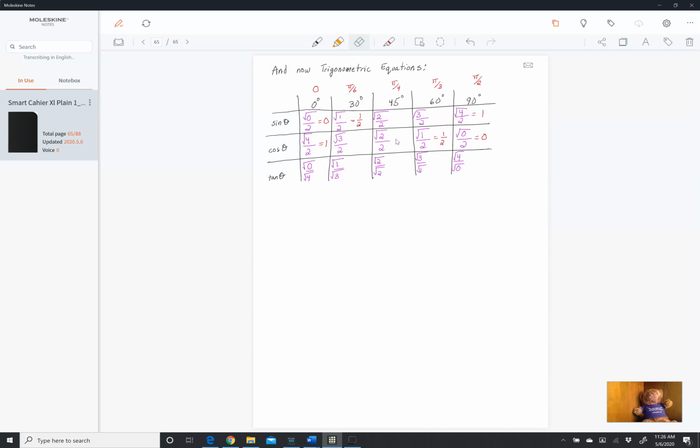Square root of 0 over square root of 4 is 0. Square root of 0 is 0. Anything over 0 is 0 over anything is 0.